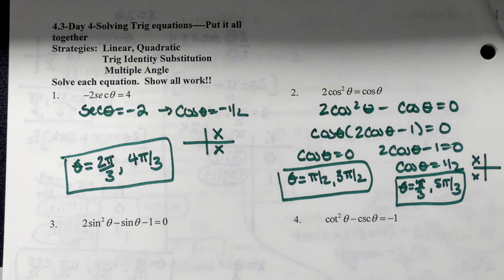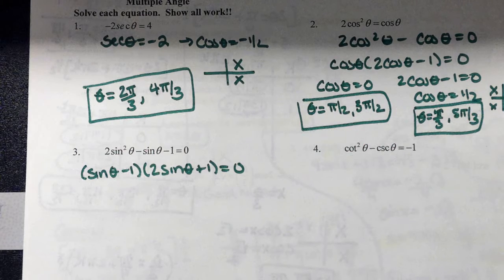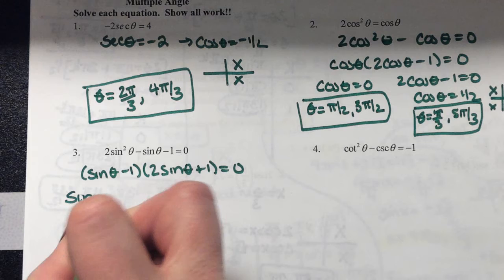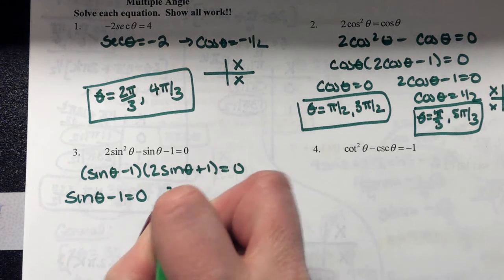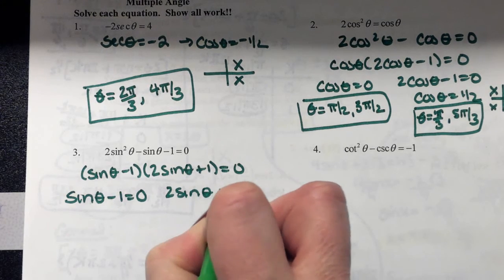So let's take a look at number 3. What do you think you're going to have to do in number 3? Sub in, if you need to, do that substitution. You can plug in x for sine. And then what algebra are you going to have to do on this equation? We're going to factor it. It's a quadratic equation. So you guys go ahead and factor. So where is sine theta minus 1 equal to 0? And 2 sine theta plus 1 equals 0.